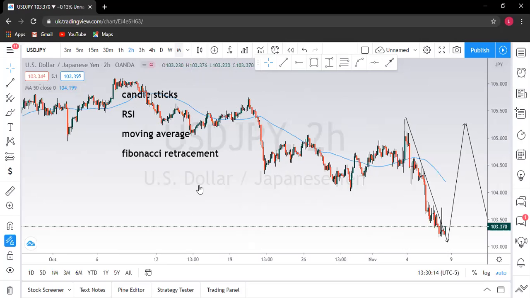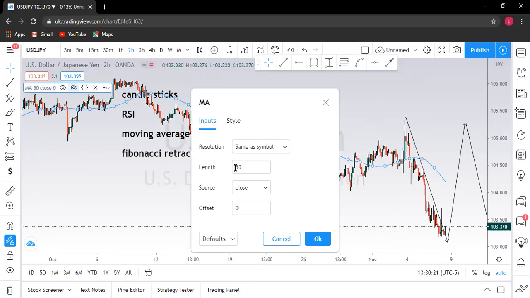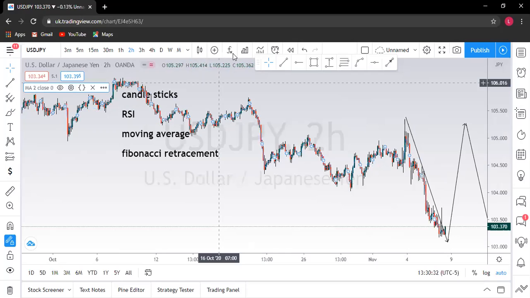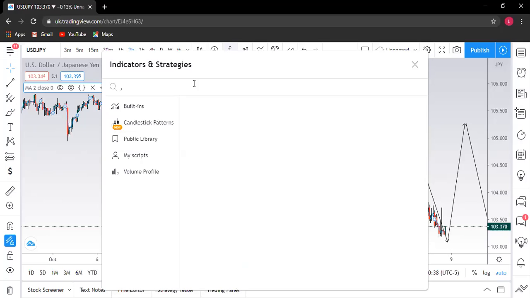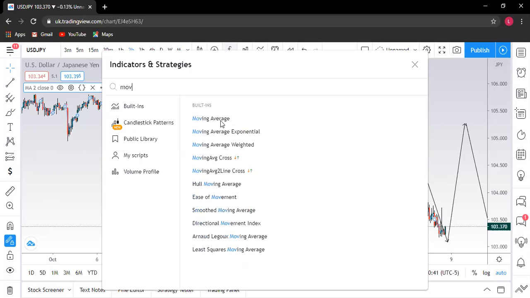So the next one is the moving average 200. You add it again, or you go back to this FX and click it. Me, I'm just cleaning it. Let me leave the 50 there, and let me just add 200. So for the 200, you type moving average. The 200 helps you to know the overall trend of the market.